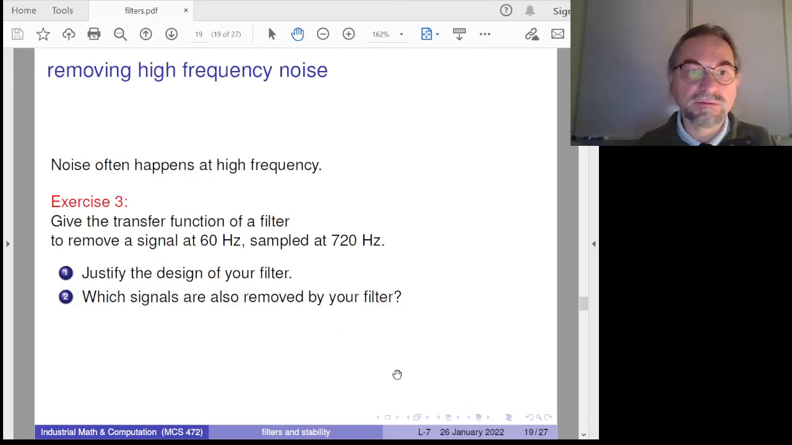Okay, so what good does this do now? Well, this actually is very useful. We often have that the noise is happening at a very high frequency, or I should actually say this in the opposite way. We can actually use what we did on the previous slides to remove high frequency noise.